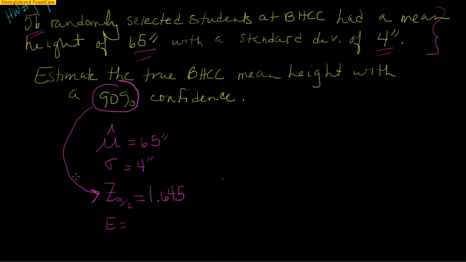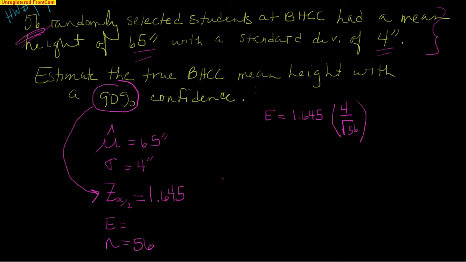Now all that's left is to find the error, and the error has its own formula. The error is equal to the critical value of 1.645 times the standard deviation, which we are told is 4, divided by the square root of n. And remember n, I did actually forget to write that down. n was how many people did we ask? 56 people were questioned in our sample. So yes, 56. That's important to write down too.